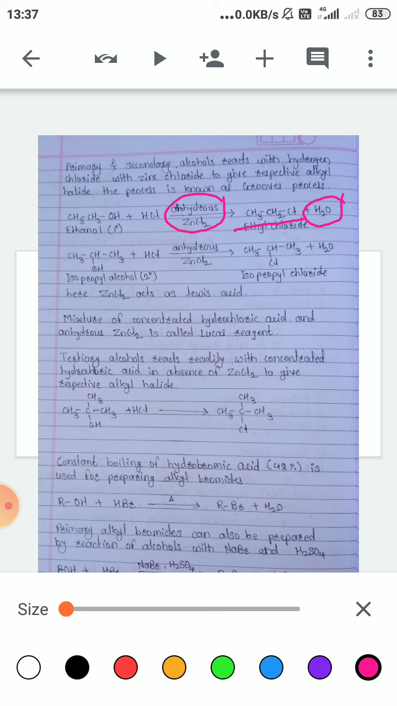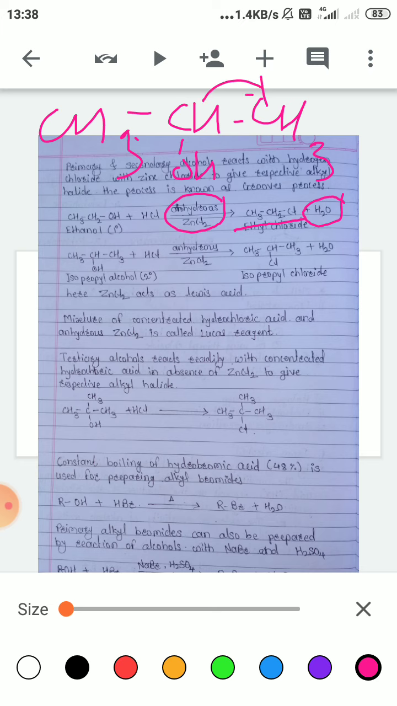Okay, if we take the secondary alcohol isopropyl alcohol, yesterday I told you the groups, that means which is isopropyl, which is isobutyl, which is tertiary butyl, which is neopentyl. Now this is an isopropyl group in which the OH group is attached to a secondary carbon atom, that is, the carbon atom which is attached to two other carbon atoms.